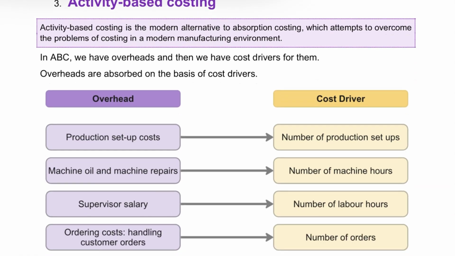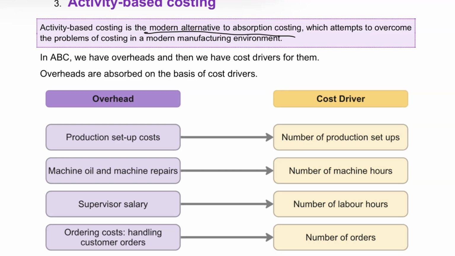Over to you, Neesha. Activity-based costing is a modern alternative to absorption costing. So in absorption costing, we absorbed overheads based on maybe labor hours, machine hours, and so on. So we had specific drivers to absorb overheads. But sometimes they were not specific to the overhead cost we're talking about. So they were not as accurate as they could be.